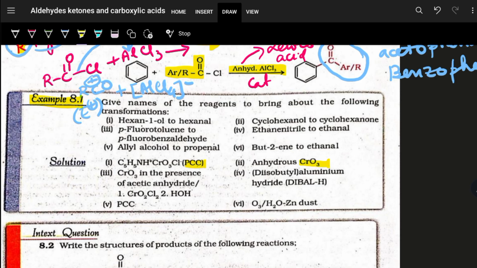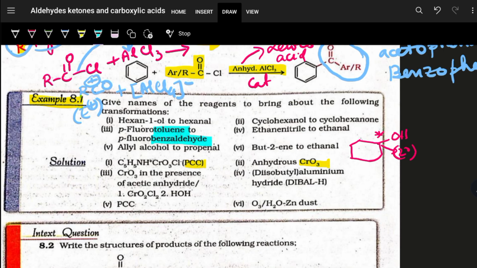Why? Because when you are writing cyclohexanol, just see, this is a cyclic compound and this is OH. How many degree it is, dear? This is a 2 degree. So 2 degree undergoes oxidation to give ketone. So you get cyclohexanone. The third one, parafluorotoluene to parafluorobenzaldehyde. Actually, the focus is toluene group getting converted to benzaldehyde.